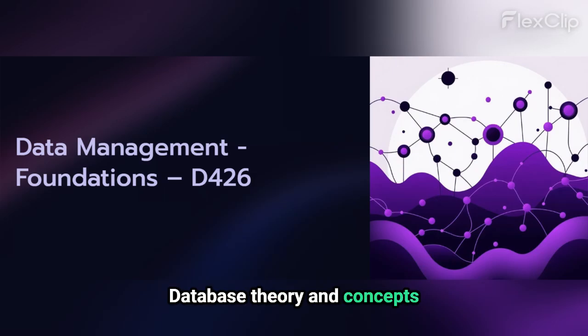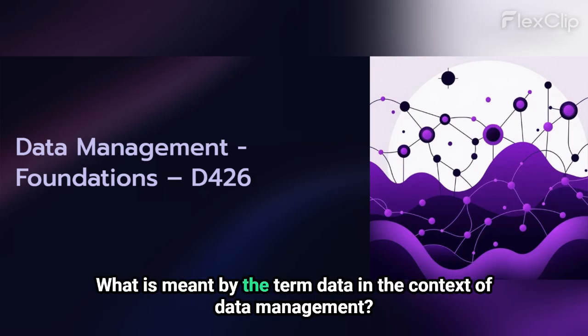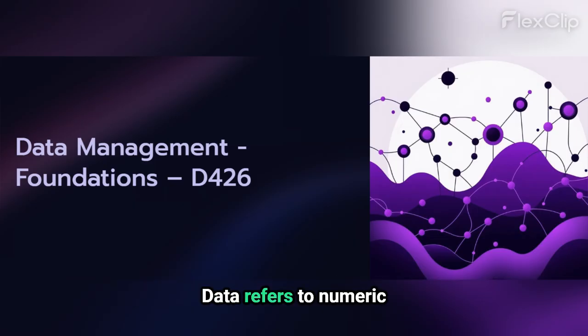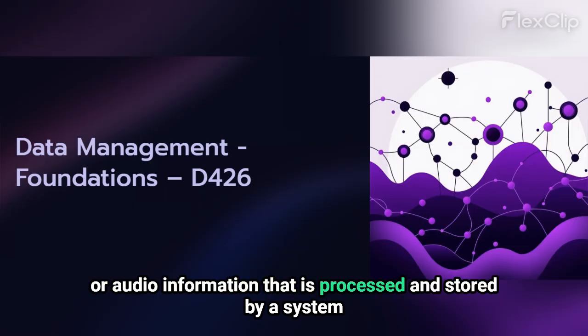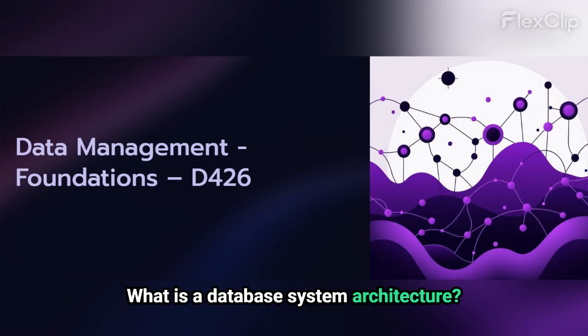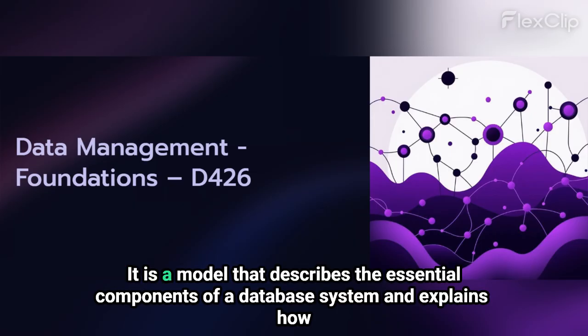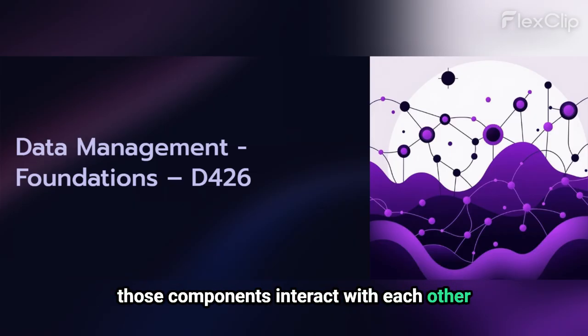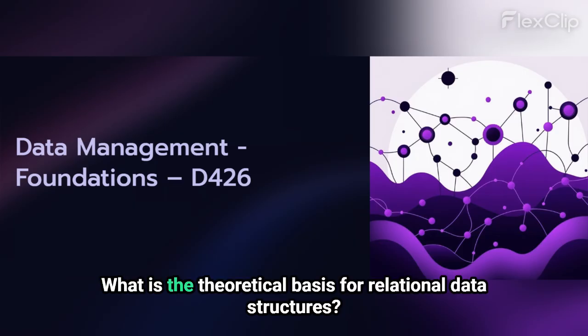Database theory and concepts. What is meant by the term data in the context of data management? Data refers to numeric, textual, visual, or audio information that is processed and stored by a system. What is a database system architecture? It is a model that describes the essential components of a database system and explains how those components interact with each other.